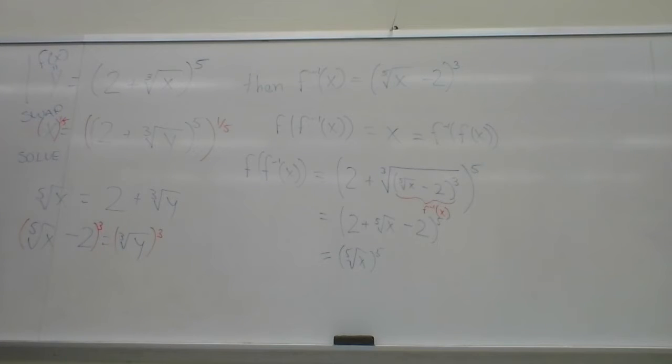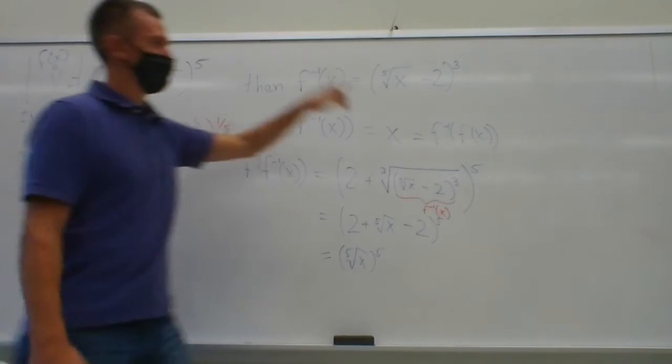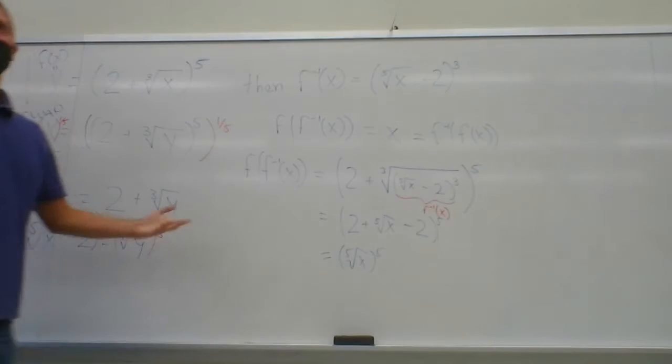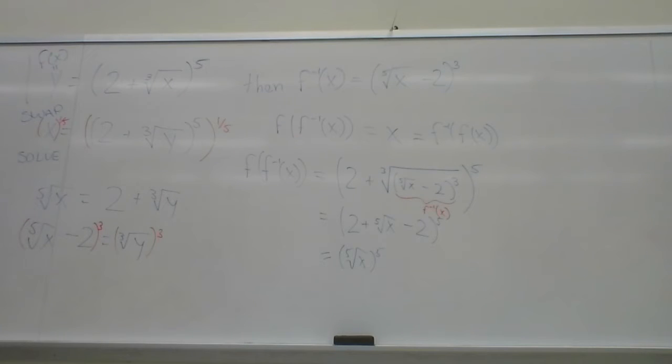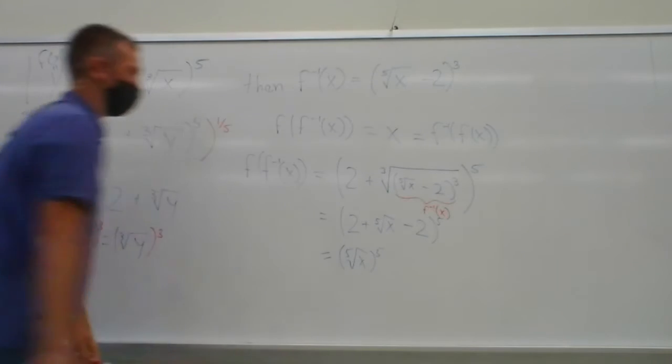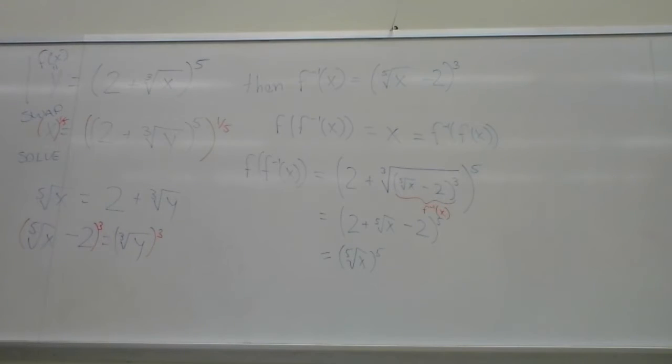Do we know that it's the inverse yet? Well, to really verify it, we should check this, right? Check the other ordering. Take f inverse of f and verify we get x out. But pretty sure this is going to work out. So we'll say for now, verify. Okay. So that's, again, how you find an inverse given a rule, and how you verify that you've got the inverse once you think you found it.